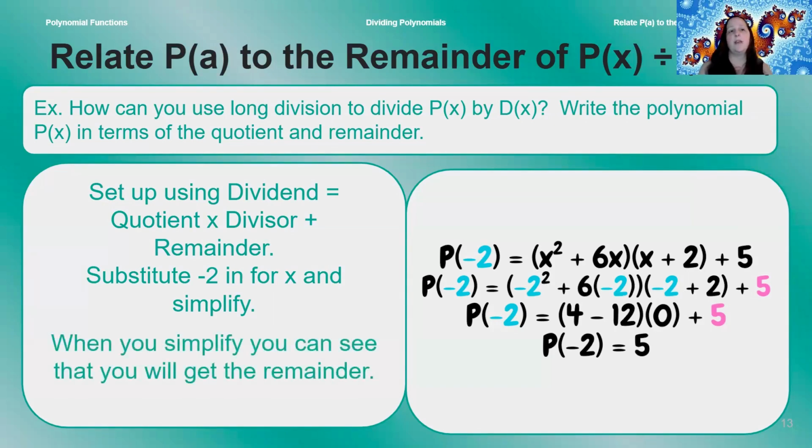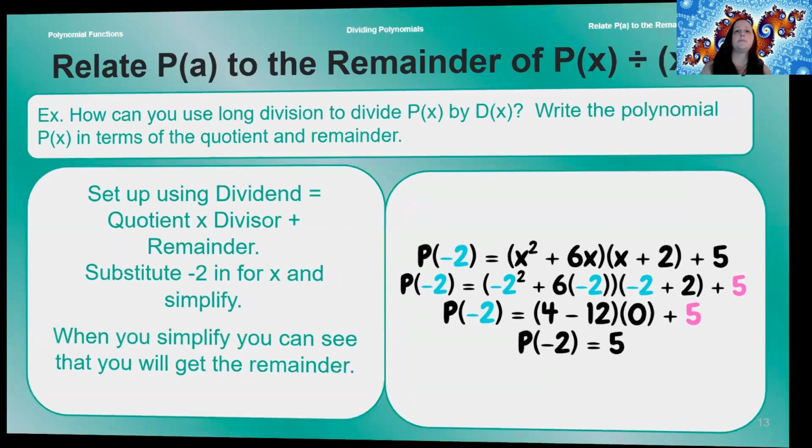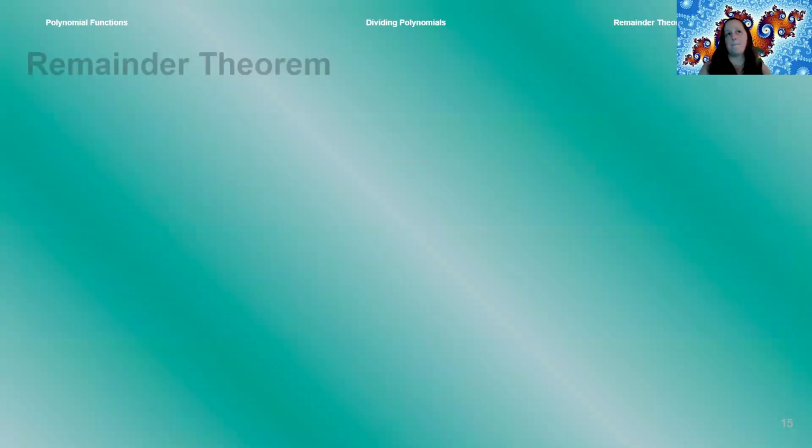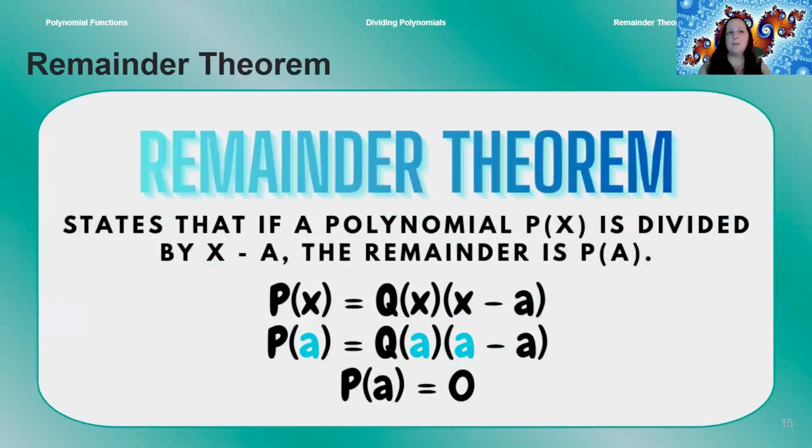Okay. So when you simplify, you can see that you will get the remainder. The remainder is what I would have left over. The remainder theorem. The remainder theorem states that if a polynomial p of x is divided by x minus a, the remainder is p of a. So basically, if I put whatever remainder is into my polynomial, I'm going to get 0. Okay? If I multiply the quotient times the divisor, I'm going to get 0.